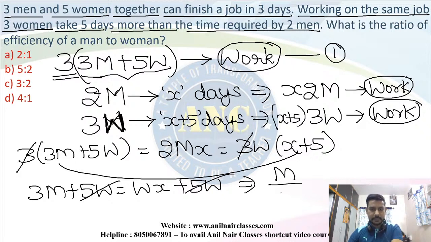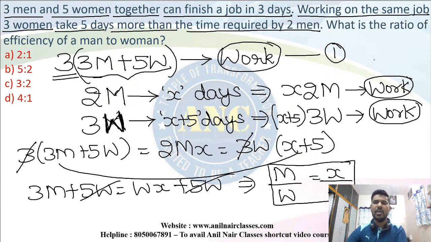So m by w is equal to how much? X divided by 3, right? We got the ratio of m and w. What is the main question basically? What is the ratio of efficiency of men to that of women? That is what we have got. But unfortunately, we did not get a numerical value. We got some value in terms of variables. So we don't know exactly what m is to w at this point.